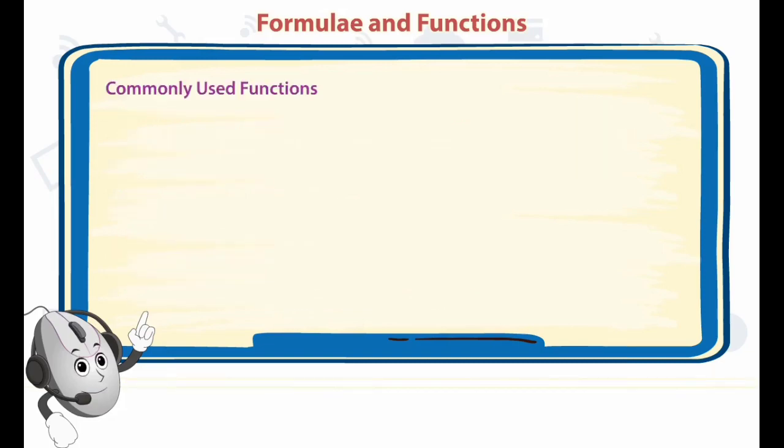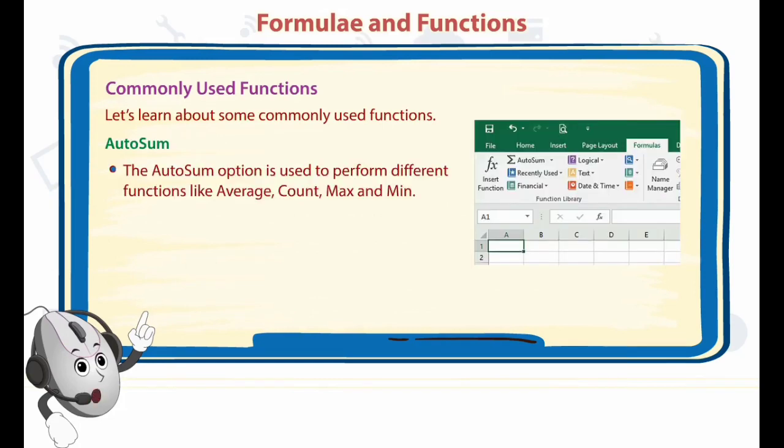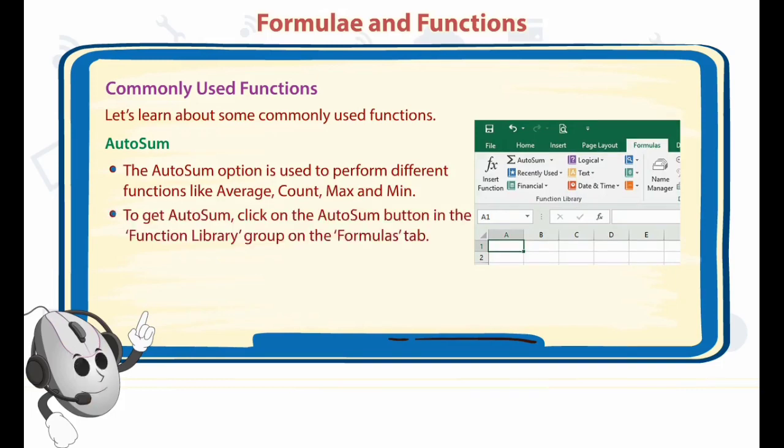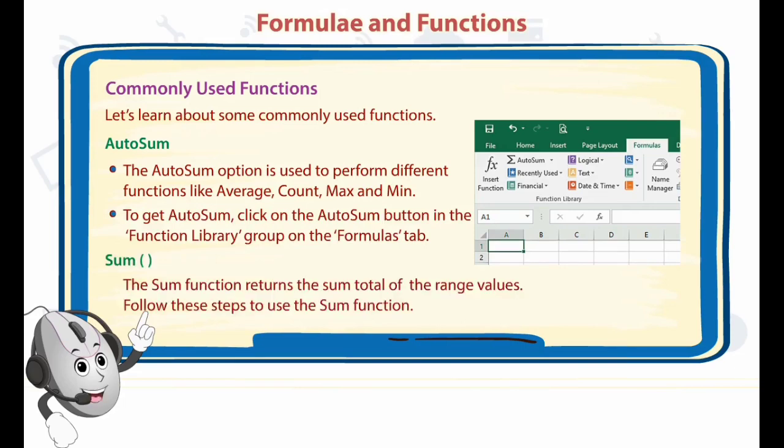Commonly used functions. Let's learn about some commonly used functions. AutoSum. The AutoSum option is used to perform different functions like average, count, max and min. To get AutoSum, click on the AutoSum button in the Function Library group on the Formulas tab. Sum. The sum function returns the sum total of the range values.